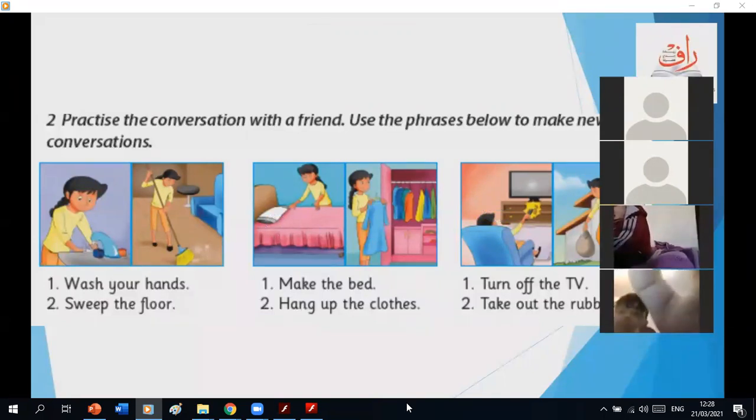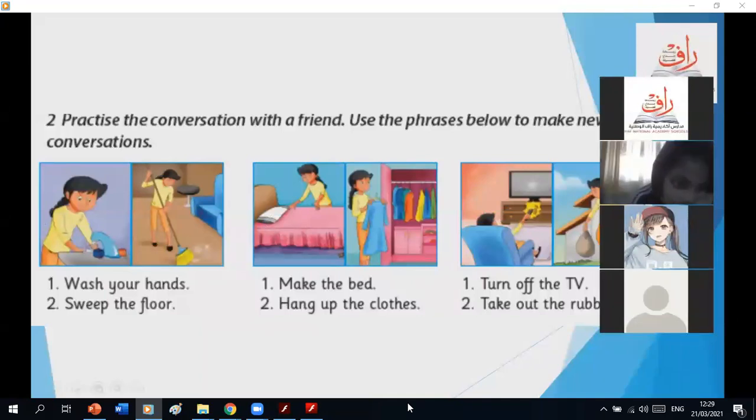Okay, Lana, what do you prefer? To wash your hands only or sweep the floor also? What can you do? Can you sweep the floor, Lana? Sometimes, when there is dust. Okay, thank you so much.